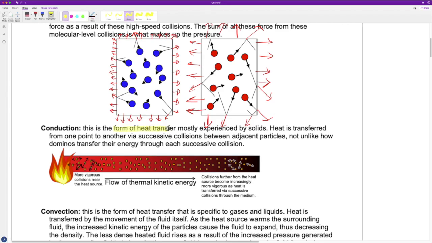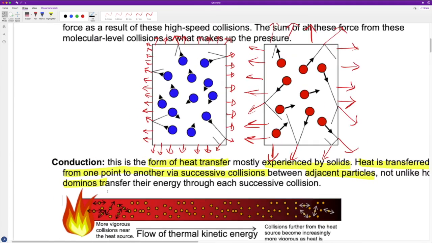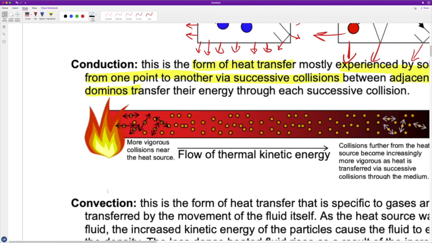So this is a form of heat transfer that is experienced mostly by solids, and the heat is transferred from one point to another via successive collisions between adjacent particles. So it's kind of like a domino effect. As each domino hits another domino, that energy is transferred each time. So I always give this the nickname as the mosh pit of chemistry. So basically what occurs is when one atom vibrates back and forth, it causes its next door neighbor to vibrate back and forth violently. And this continues on all the way down the line. So the energy transfer is in this direction.